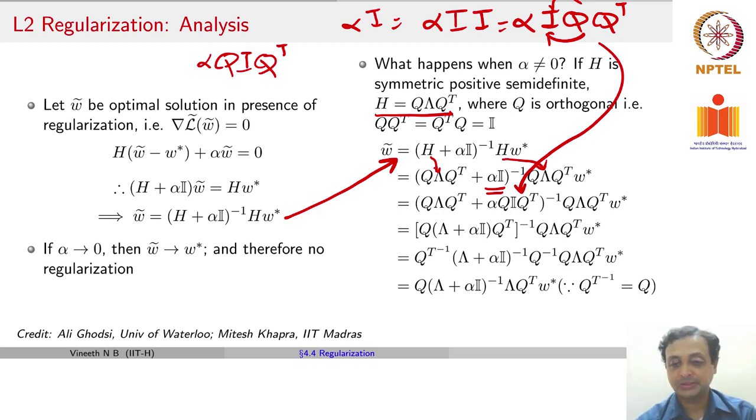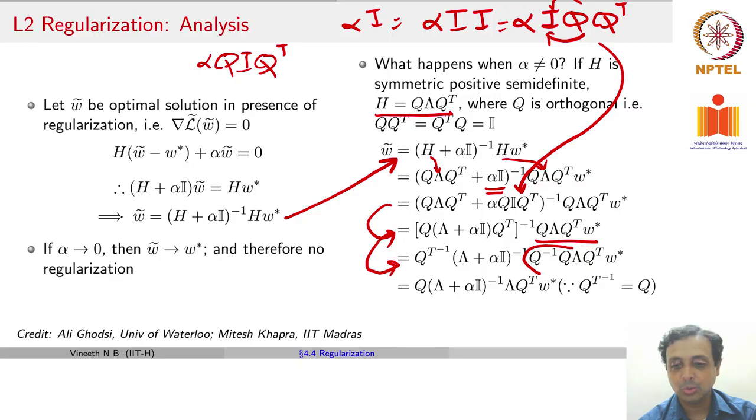This whole inverse times Q lambda Q transpose W*. Now I can group the terms and write this as Q into (lambda plus alpha I) Q transpose whole inverse. The rest of the terms stay the same. Now (AB) whole inverse is B inverse A inverse. Using that, I'm going to get Q transpose inverse (lambda plus alpha I) inverse Q inverse Q lambda Q transpose W*.